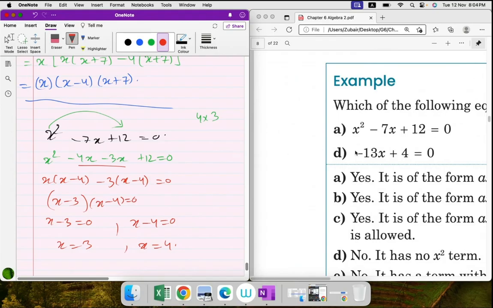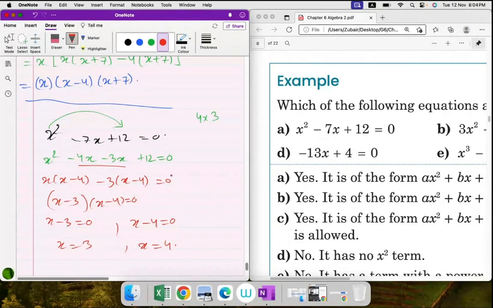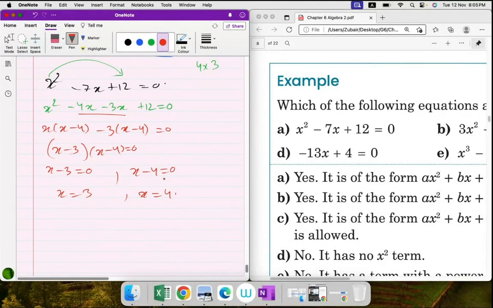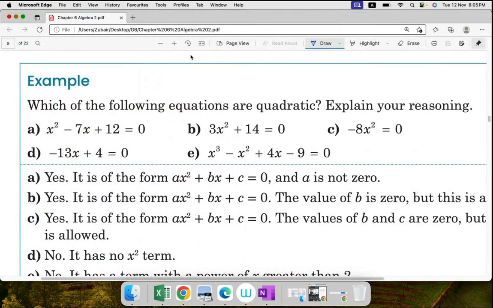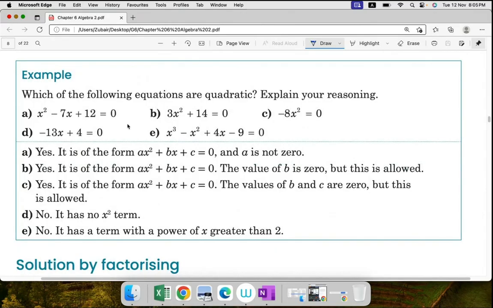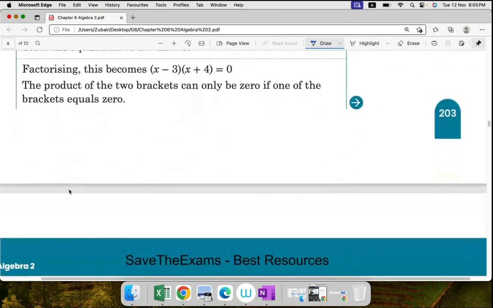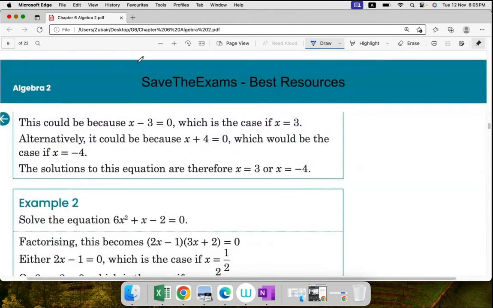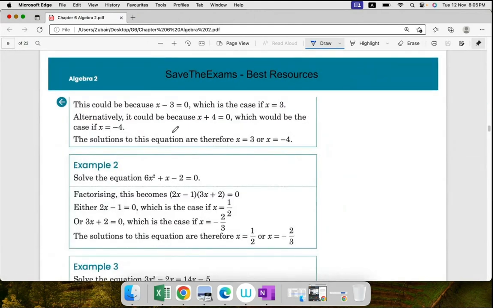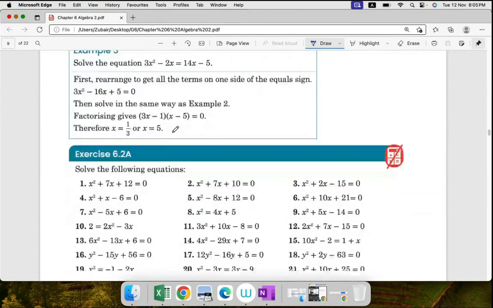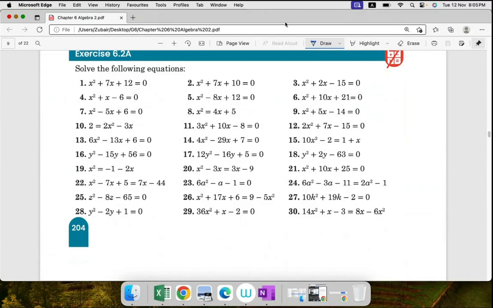So these are two different values. We will be facing a few examples in which we do not get integer answers. We'll be getting them in decimals, so we'll use the quadratic formula at that time. So there are 5 such examples with solution by factorizing. All the steps are the same as we did for the quadratic expressions. And practice exercise. Let's do them.